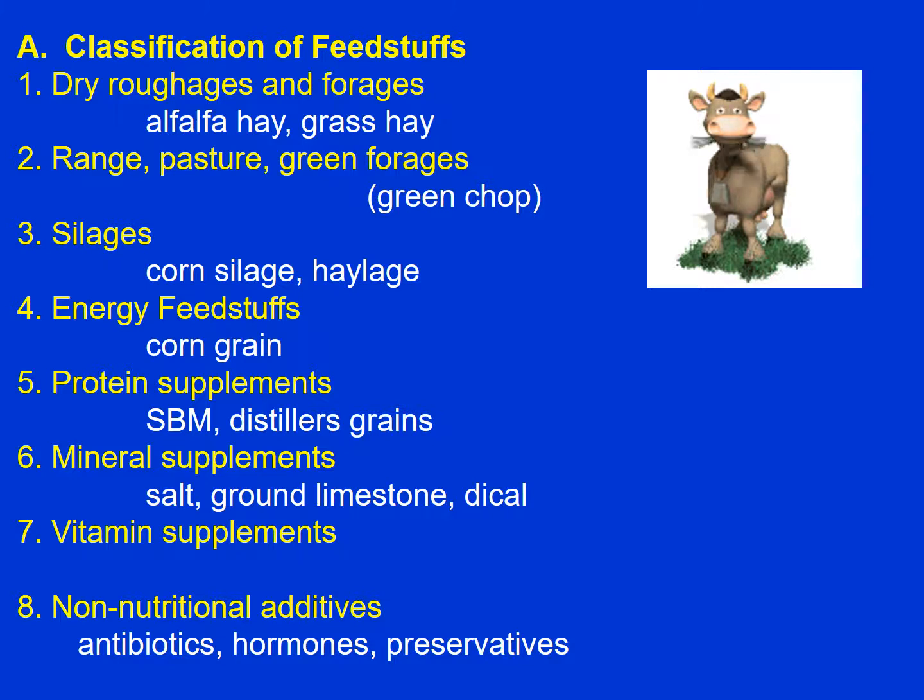So our dry forages and roughages, that would include alfalfa hay, grass hay. What's the difference between a roughage and a forage? A roughage is generally even higher in fiber and less nutrient dense than forages. So alfalfa hay, grass hay, I'd consider that forage. If we're feeding straw to an animal or corn stover, which is left after we take the corn grain off, we might call that a roughage.